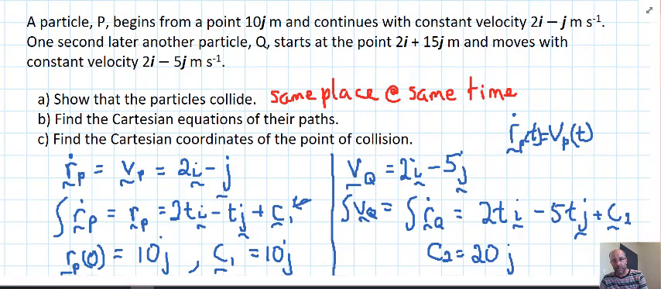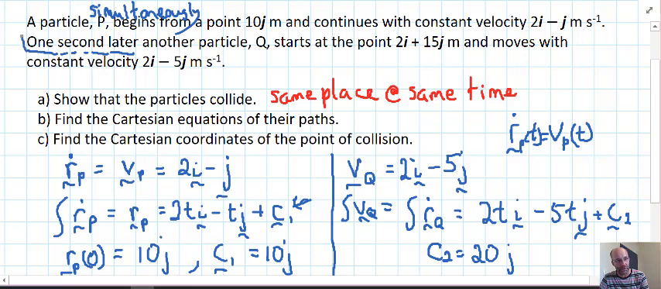Okay, but the only difference is that this one here says 1 second later. Alright, now some questions will say sequentially or simultaneously. Simultaneously, in fact. That means at the same time. This one is not simultaneously, this is 1 second later.